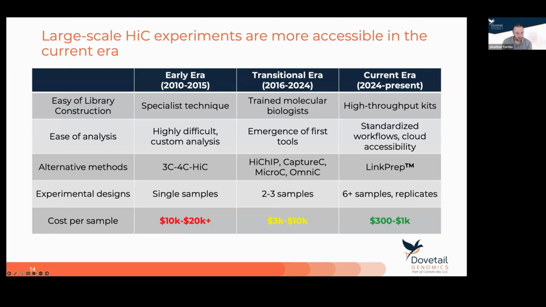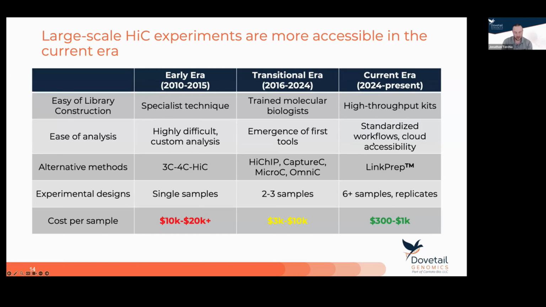We're now able to do high throughput kits. Link prep is one of those that allows for high throughput analyses. The workflows on just the general Hi-C processing side are a lot more standardized now and available in the cloud, as our analysis portal is one example of those. Really, it's opened the door to do these multi-sample, multi-condition, replicate driven experiments because the cost has come down significantly now on a per sample basis because of a lot of these technological advances.